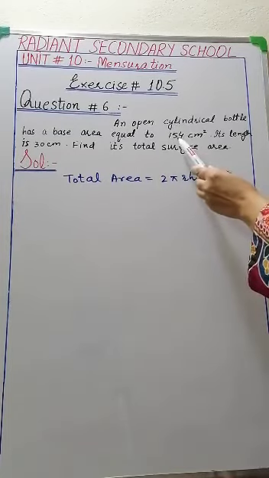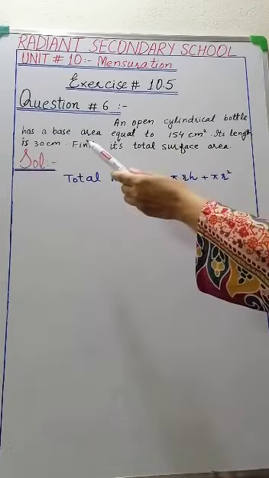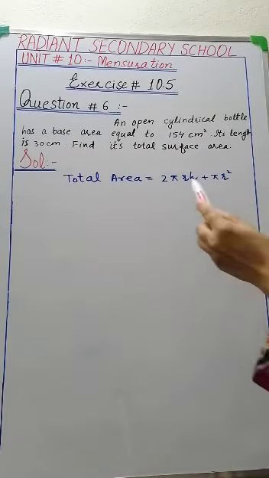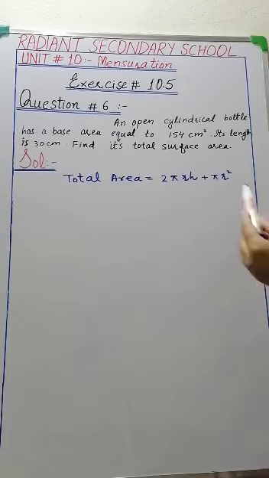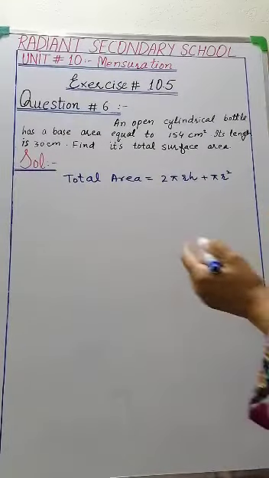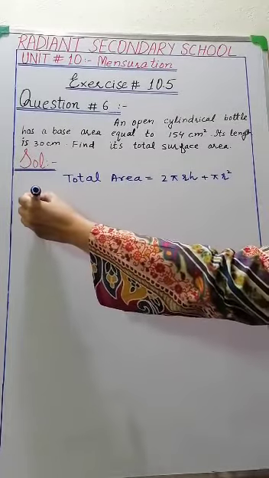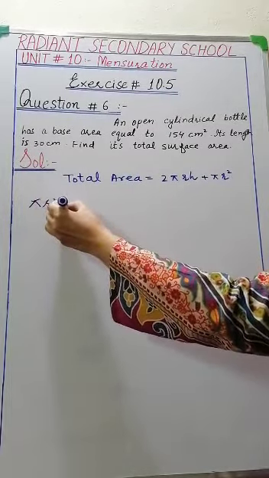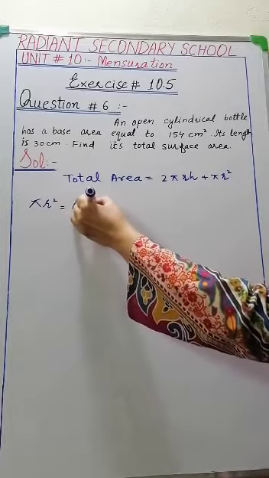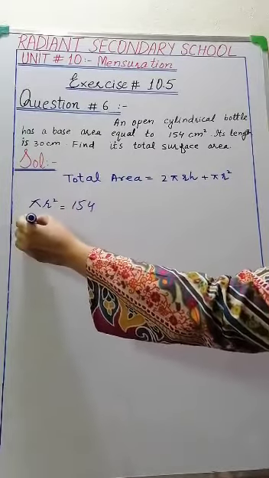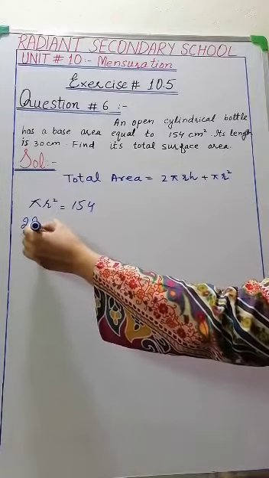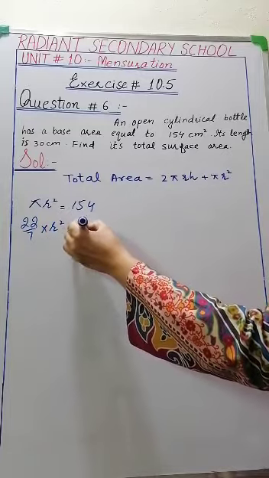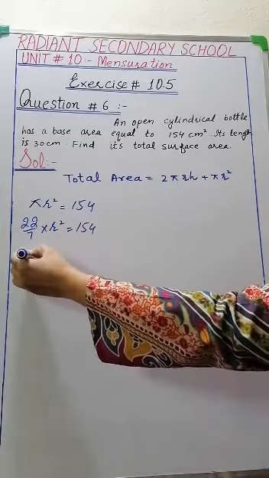Base area is given in the question. Height or length is also given. But to find the curved surface area, we need the radius. So first we will find the r. And to find the r, we need the formula, that is pi r square. Pi r square is equal to 154, by putting the value of pi 22 by 7, into r square is equal to 154.